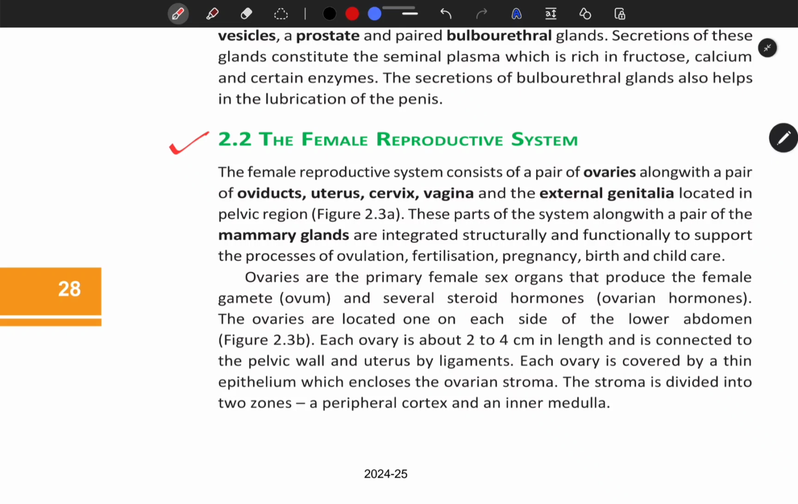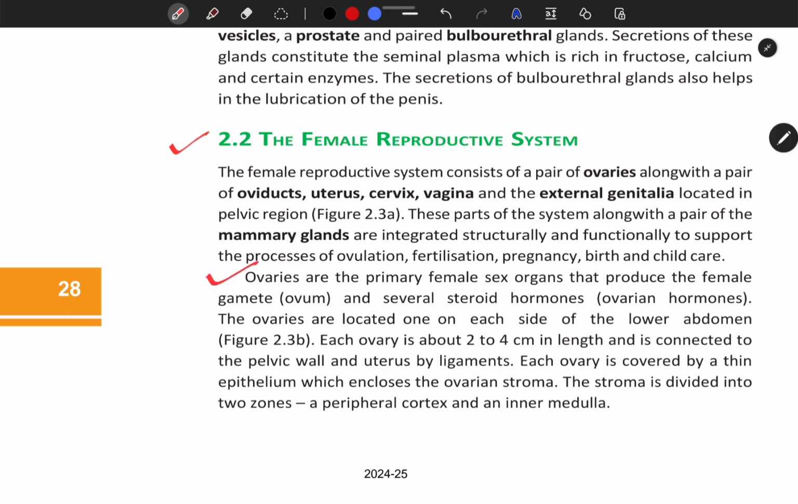2.2 The female reproductive system. The female reproductive system consists of a pair of ovaries along with a pair of oviducts, uterus, cervix, vagina, and the external genitalia located in the pelvic region. These parts of the system along with a pair of the mammary glands are integrated structurally and functionally to support the processes of ovulation, fertilization, pregnancy, birth, and childcare.